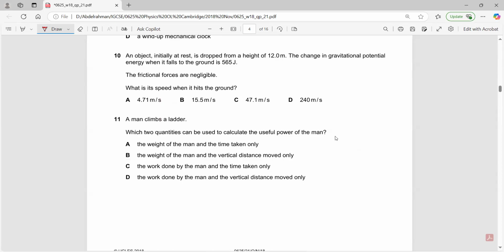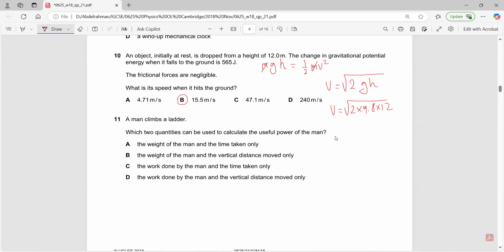You can equate the gravitational potential energy, which is mgh, to the kinetic energy, which is half mv squared. Then you can cancel out the masses and you have gh equals half v squared. To find the velocity, we can say v equals square root of 2gh. So we need to find the square root of 2 times 9.8 times the height, which is 12. The answer would be around 15.5. It could be a little bit less, since we are using g as 9.8.